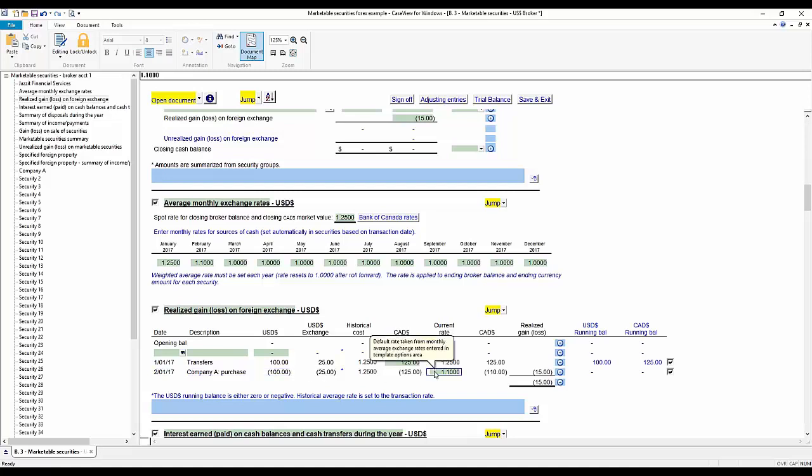The current rate was 1.10. The Canadian amount was 125. And this gives me a loss of $15.